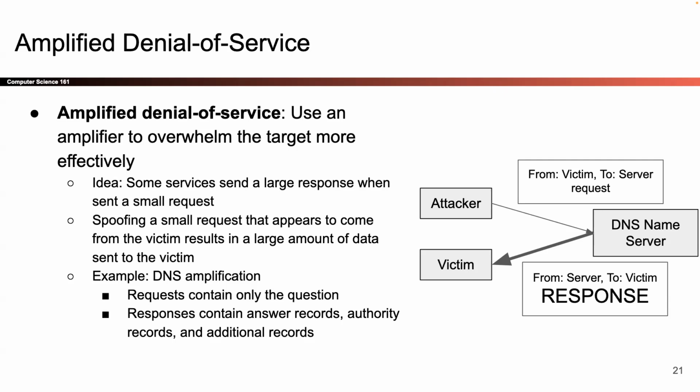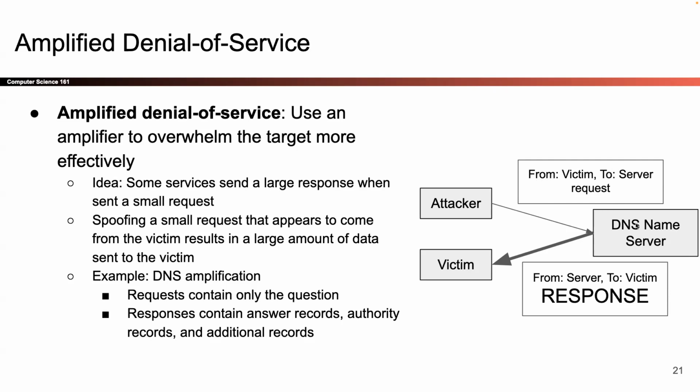So the idea is to spoof. If you look at this packet, it is spoofed because it's really coming from the attacker, but the attacker is lying and saying it's from the victim. And so it goes to the server. And how big is this packet? It's really tiny. It's just a small little request. The DNS name server gets this packet and says, oh, I got a question. Time to answer it. And so who is the DNS name server going to send the answer to?